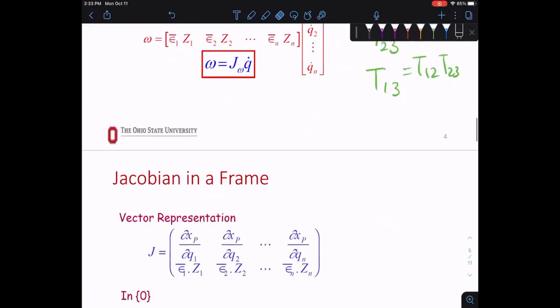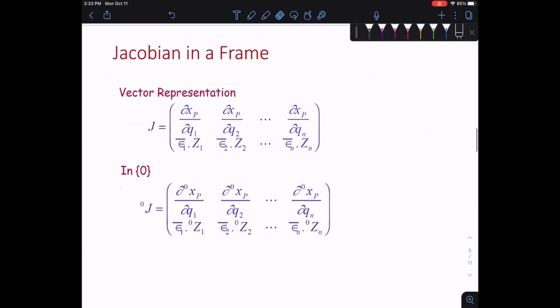Okay. As we talked last time, you can find the Jacobian in different frames. If you found it in one frame, all you have to do is use the rotation matrix between the frames to find the Jacobian seen from the other frame. So this is another method. It will resolve the same thing.